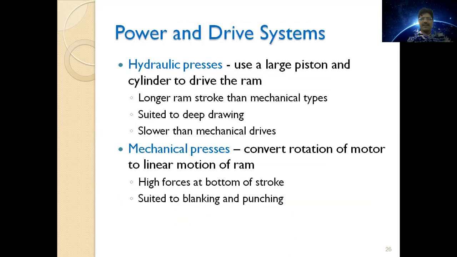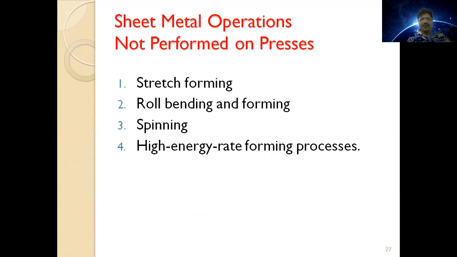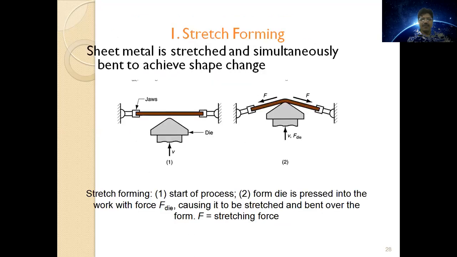Now the power and drive system: hydraulic presses and mechanical presses. In hydraulic presses, a large piston drives the ram, and power is given by the application of hydraulics. In mechanical presses, a motor is aligned to drive the press. Sheet metal processes not performed in presses are stitch forming, roll bending and forming, spinning, and high energy rate forming processes.